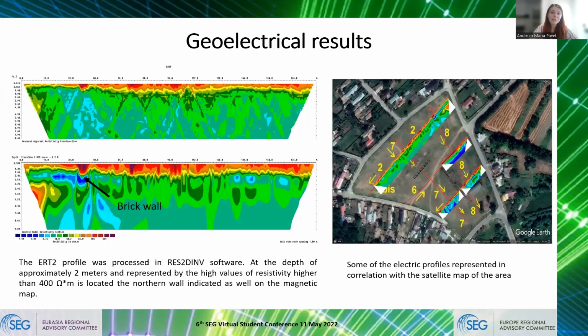On this slide, you can see some of the geoelectrical results. On the left side is the electrical resistivity tomography profile number 2, which was processed in the RES2DINV software. And from the true resistivity pseudo section, it can be interpreted at the depth of approximately 2 meters with values higher than 400 ohm meters. The northern wall indicated as well on the magnetic map I showed you before.